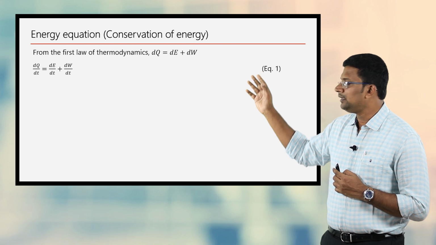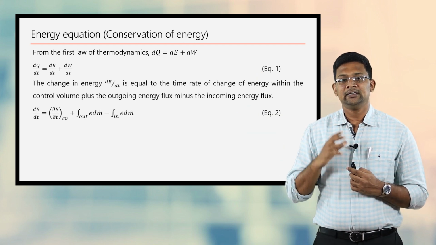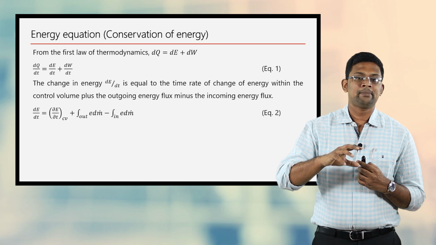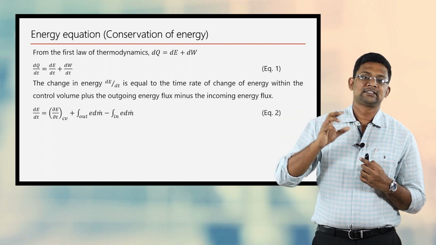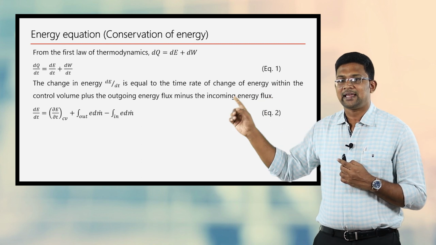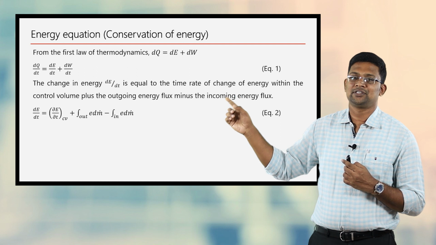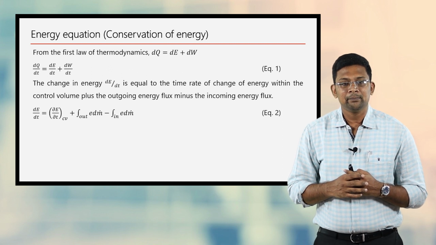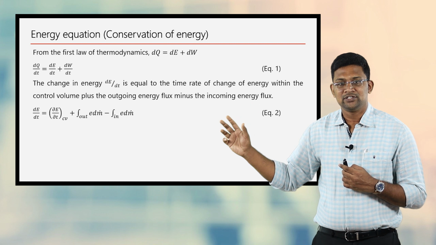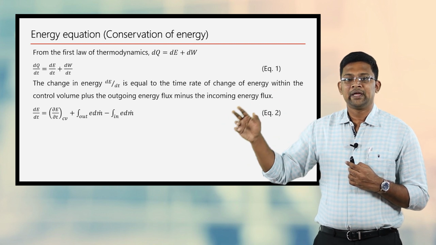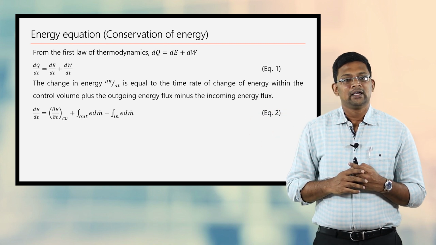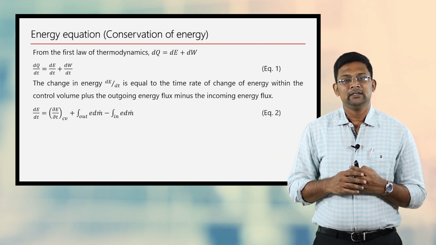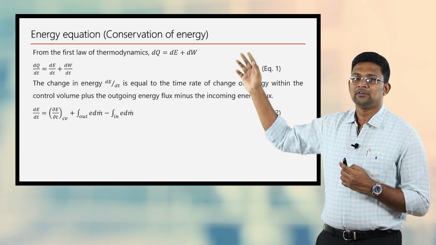Let us start with the term dE by dt. The change in energy dE by dt is equal to the time rate of change of energy within the control volume plus the outgoing energy flux minus the incoming energy flux. And this is exactly the same thing which we have already seen in the derivation of conservation of momentum. Therefore, dE by dt is equal to ∂E/∂t within the control volume, that is the time rate of change of energy within the control volume, plus the outgoing energy flux, that is integral out E dm dot, minus the incoming energy flux, that is integral in E dm dot. So that is how we deal with the first term on the right hand side.